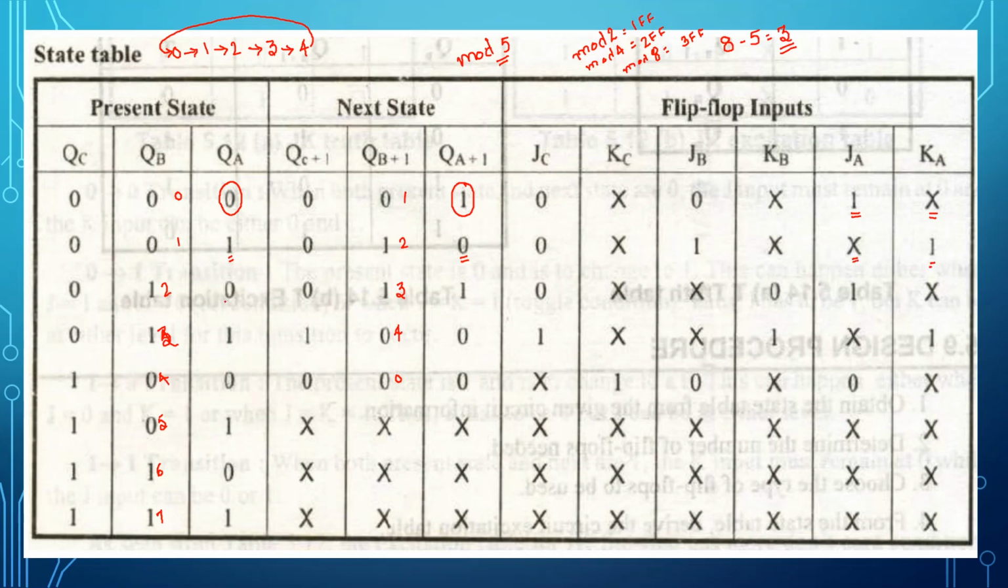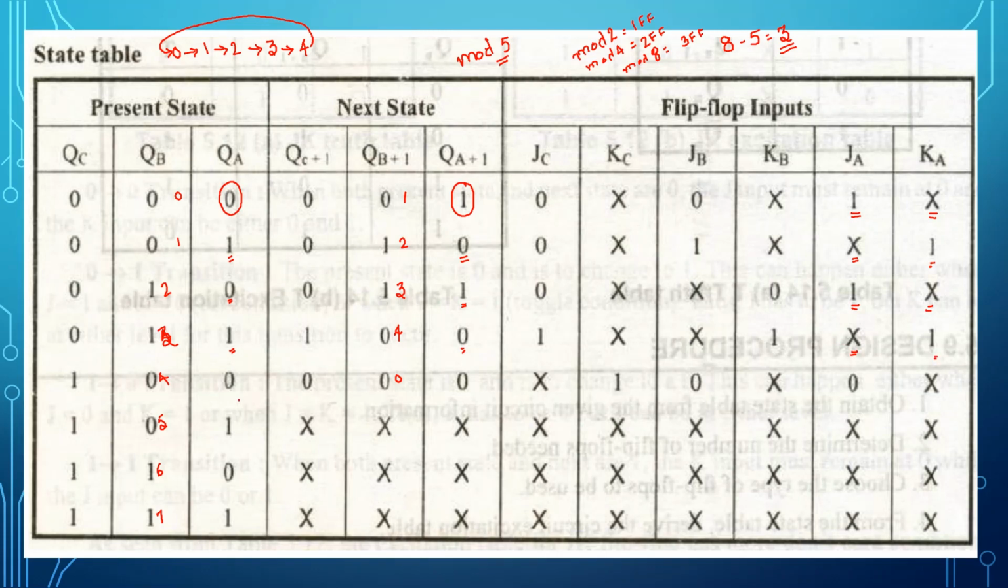It is 0 here and you want it to become 1. So for 0 and 1, what is the input you are given? 1 and x. So I am giving 1 and x as the input. That is what I said. Excitation table is very important. It is 1 here and I want it to become 0. So what is the input I gave? x and 1.